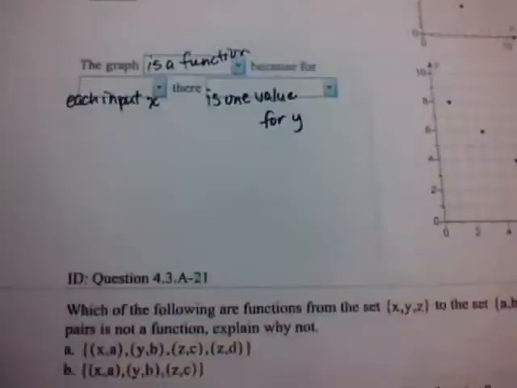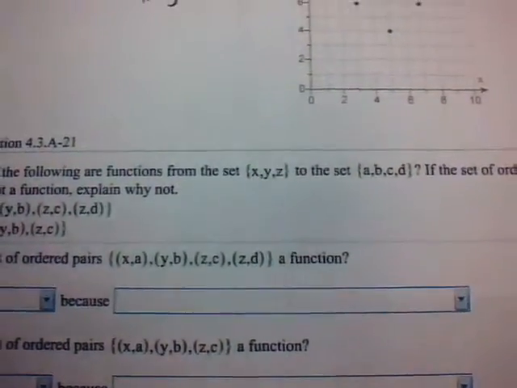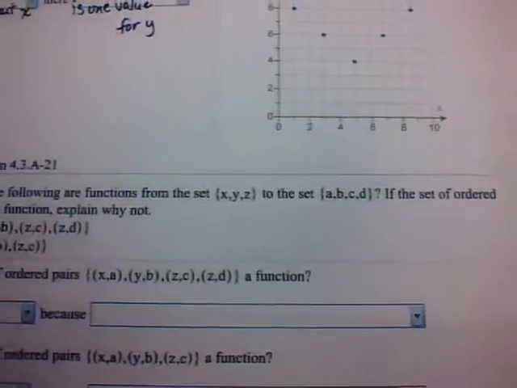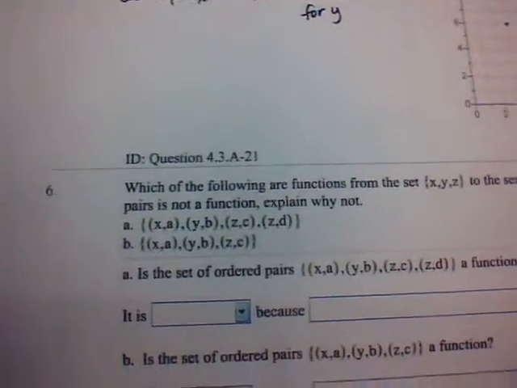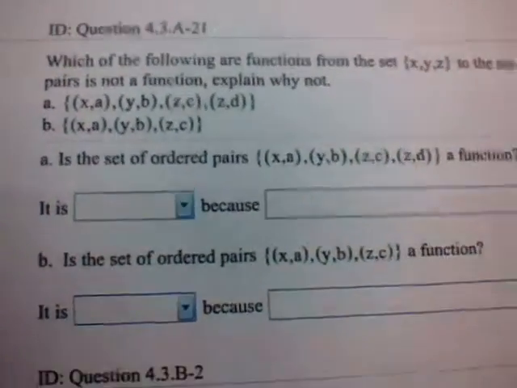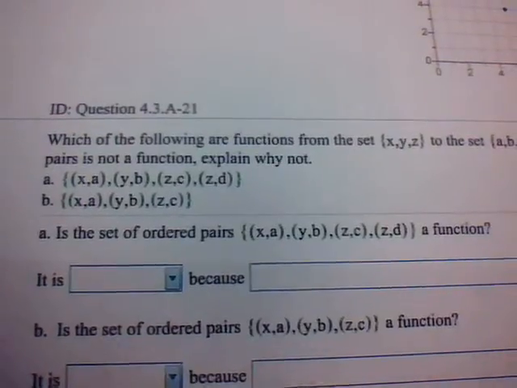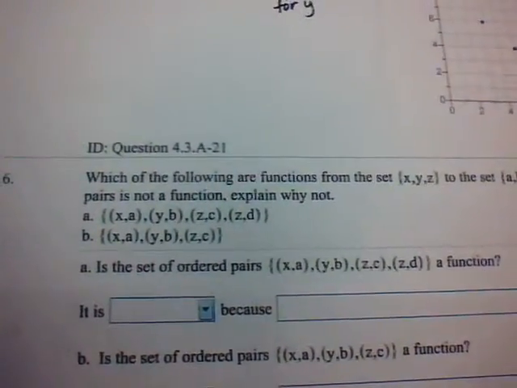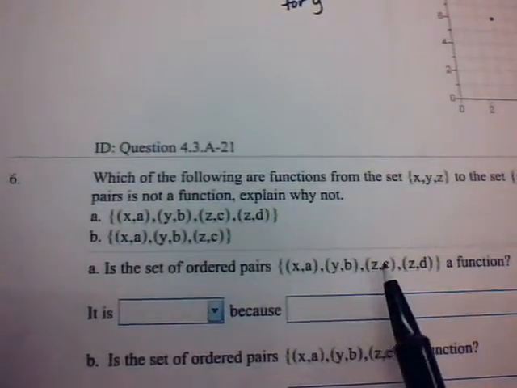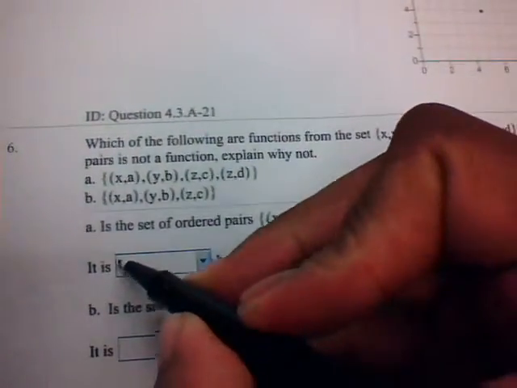And finally, number 6. Which of the following are functions from the set x, y, z to the set a, b, c, d? If the set of ordered pairs is not a function, explain why not. Here's part A. Is a set of ordered pairs x, a, y, b, z, c, and z, d a function? Well, by looking at this, we see z is paired with c, and z is also paired with d. So this would not be a function.